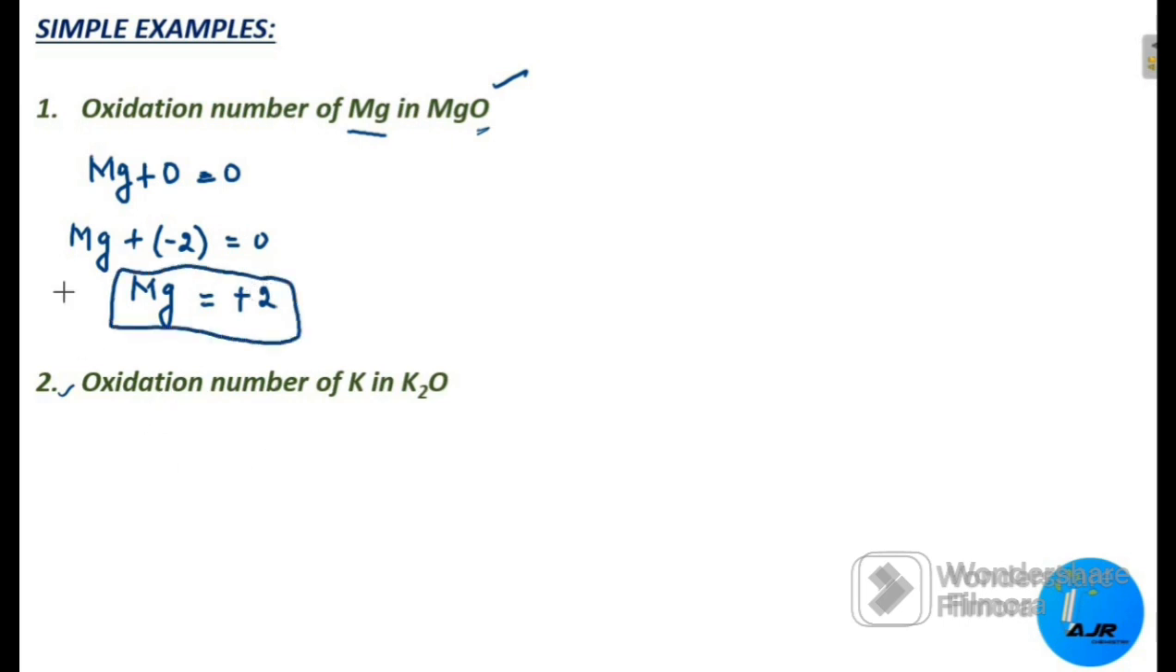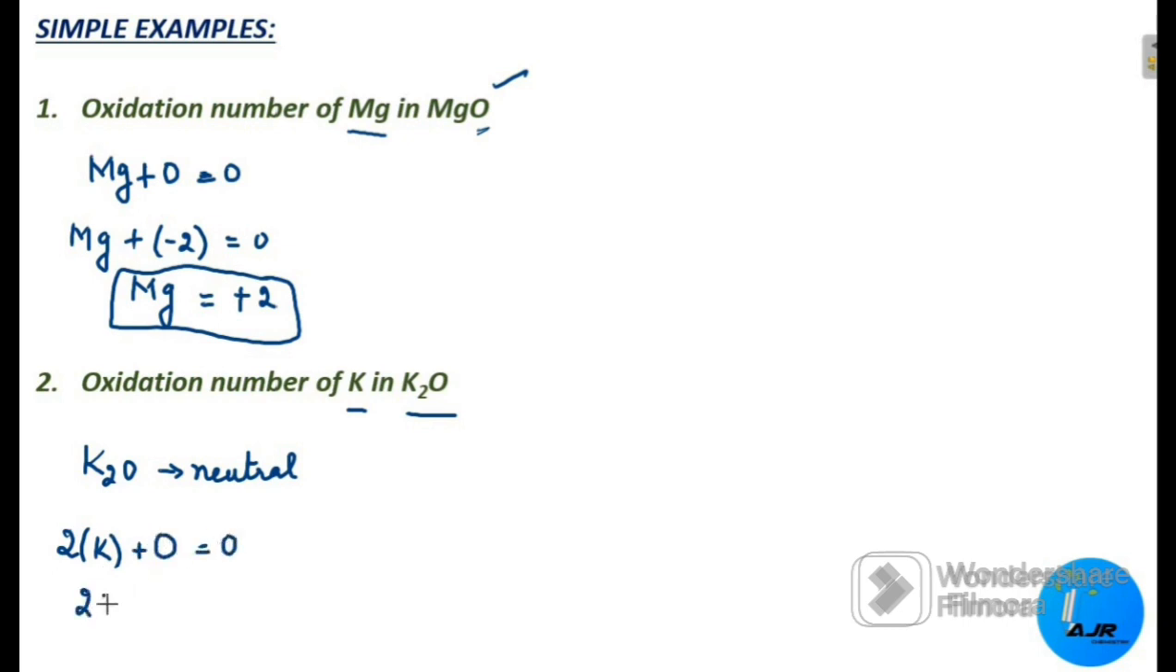Okay. So let us see the next one. Find out the oxidation number of K, that is potassium, in K2O. So this is also a neutral compound. It's not an ion, it's a neutral molecule. So how to find out this one? 2 into K plus oxygen is equal to 0, is it not?